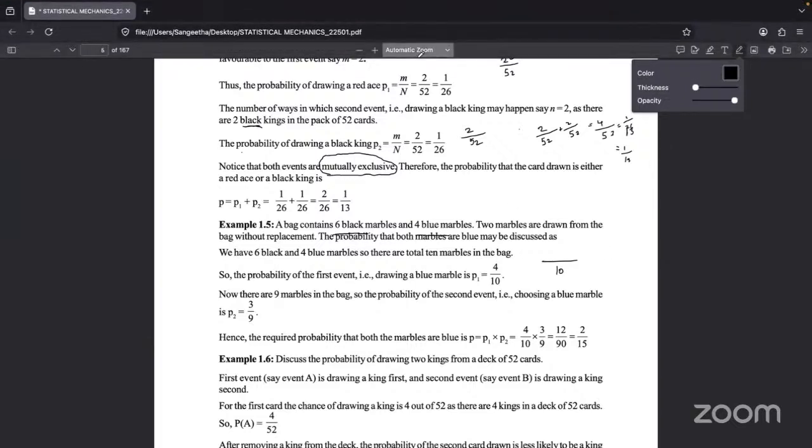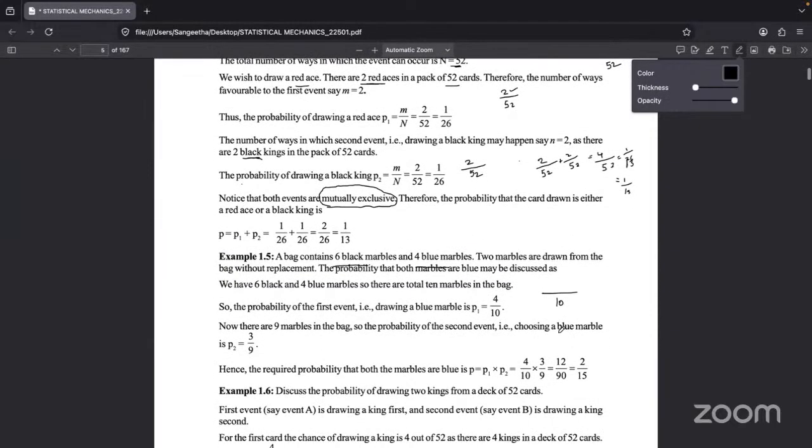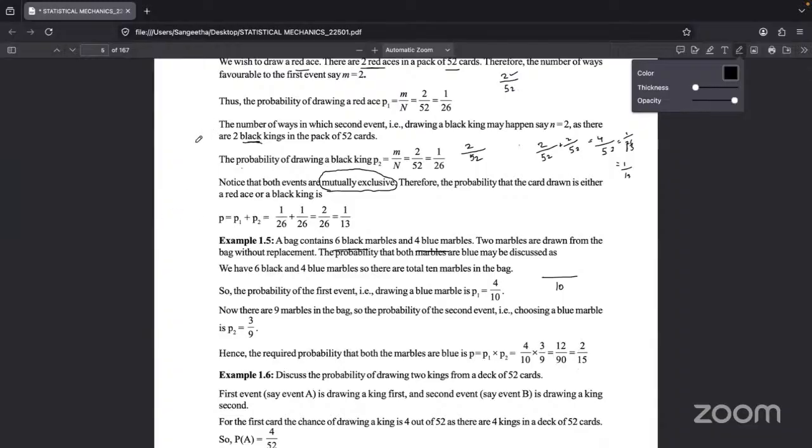In the previous question, what did we discuss? If 2 red aces are removed, how many are left? 50. But we placed those back in the bag. So in example 1.4, after taking the 2 cards, we replaced them in the bag, so it was again a total of 52. But here, what is the question? Without replacement. The first question is with replacement. The second question is without replacement.